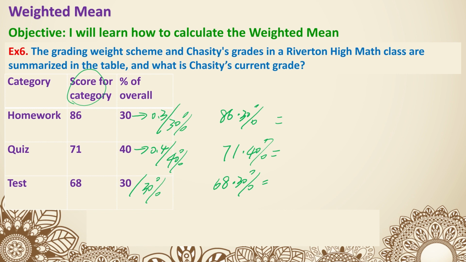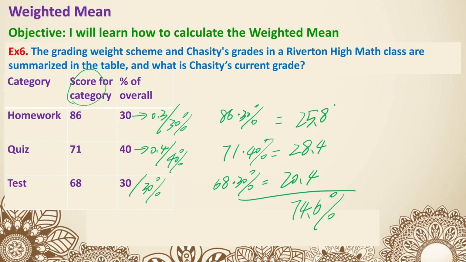86 times the 0.3, that's going to give you 25.8. You can either keep the percent sign or just add it at the very end. And then 71 times a 0.4, that's going to be 28.4. Lastly, 68 times 0.3, that's going to be a 20.4. And then we are going to add all of them together, and that is going to give you a 74.6% as a grade. But let me remind you, at Riverton, the tests are not retakeable.